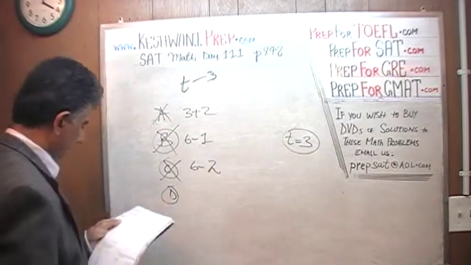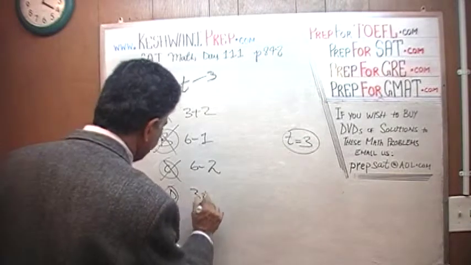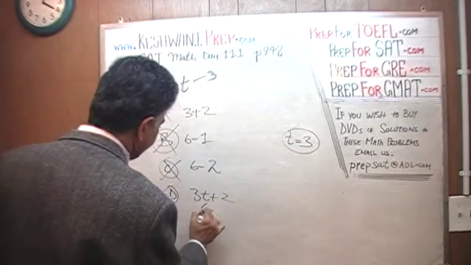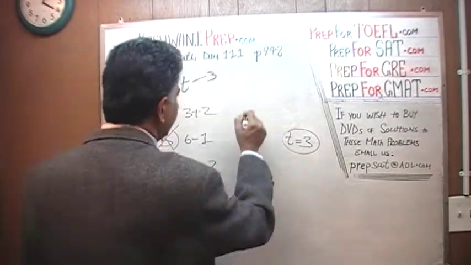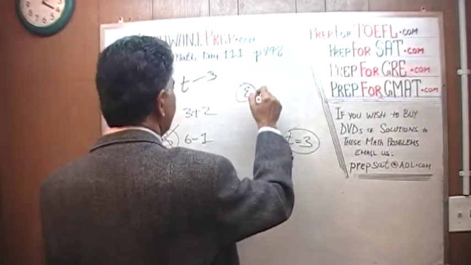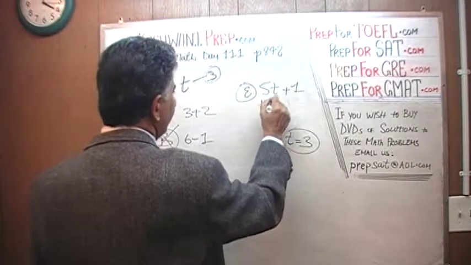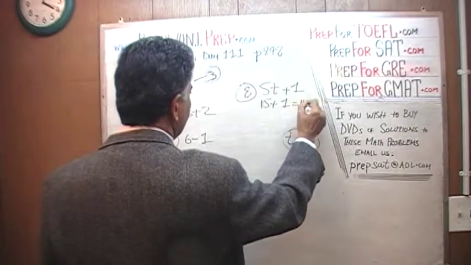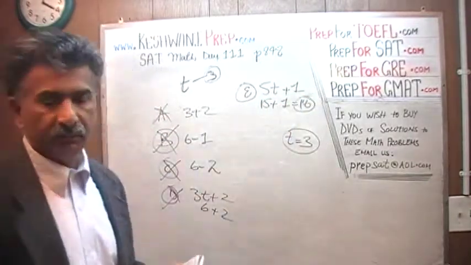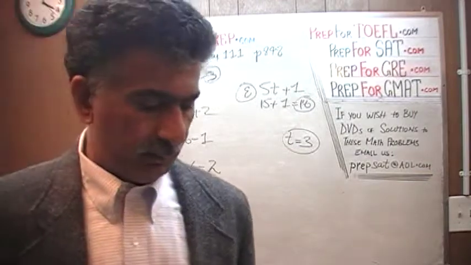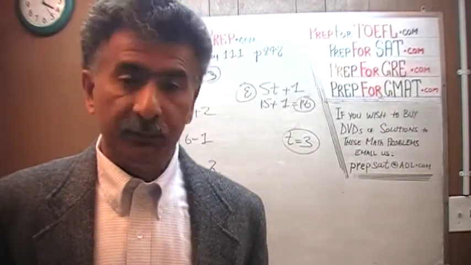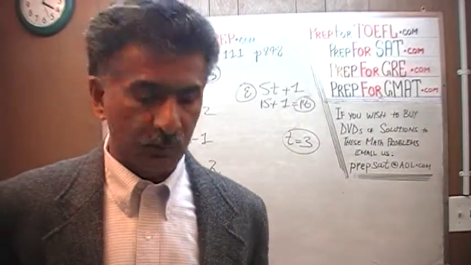That's an even number. 3t plus 2. Again, it's going to be 6 plus 2. That's even. The answer is E, which is 5t plus 1. Our t is 3. So it's 15 plus 1, which is 16. And that's our even number that we're looking for. The question was, which of the following represents an even integer? E represents an even quantity.